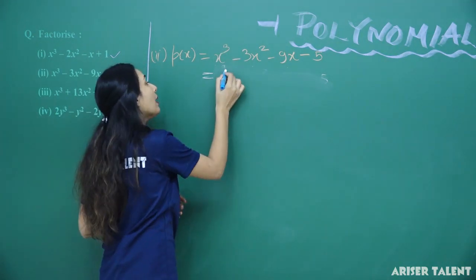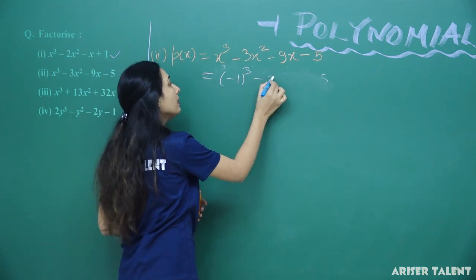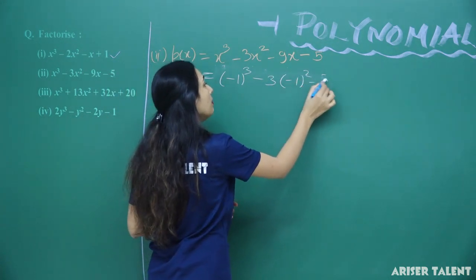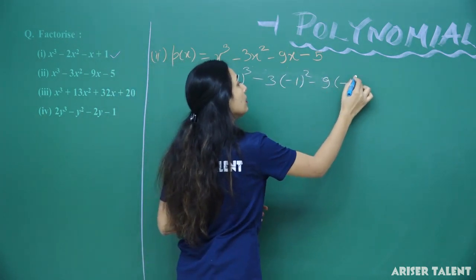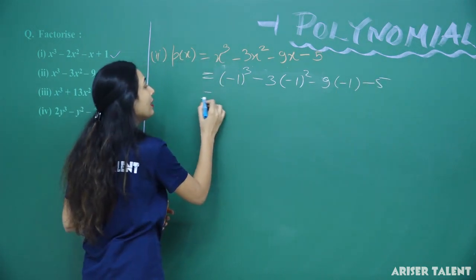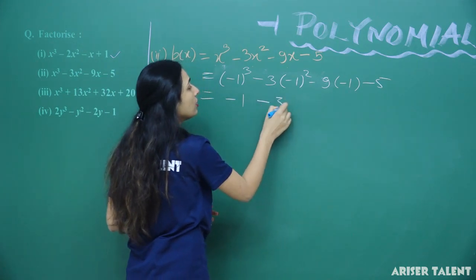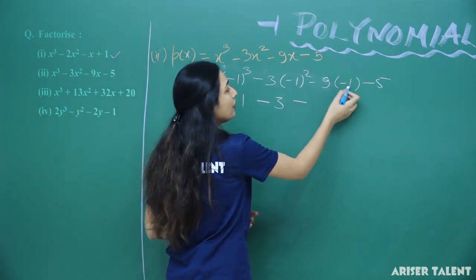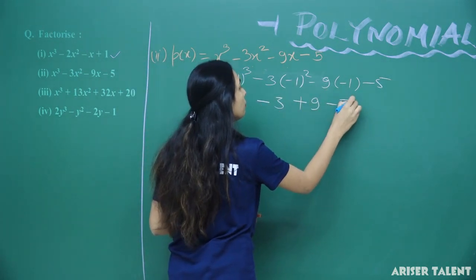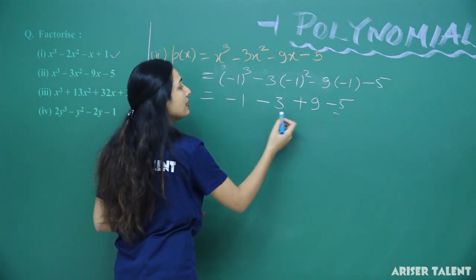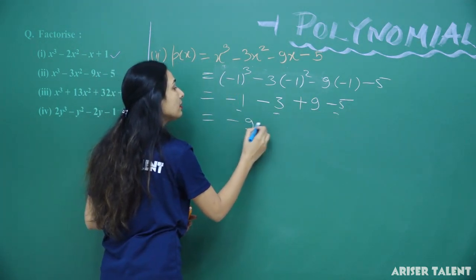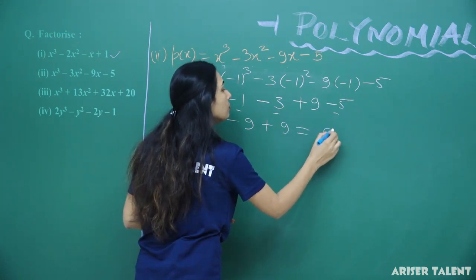So, I will go with minus 1: minus 1 whole cube minus 3 into minus 1 square minus 9 into minus 1 minus 5. Minus 1 cube is minus 1, minus 3 because the square is 1, minus into minus is plus 9, and minus 5. So, that will be minus 9 plus 9 and that equals 0.